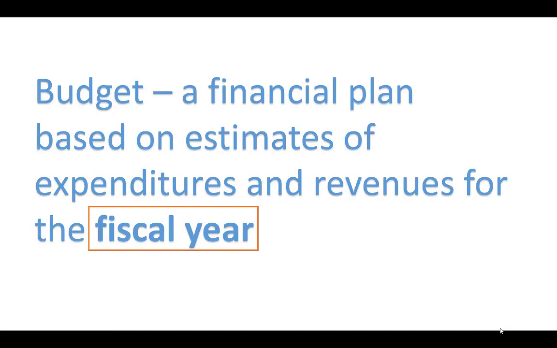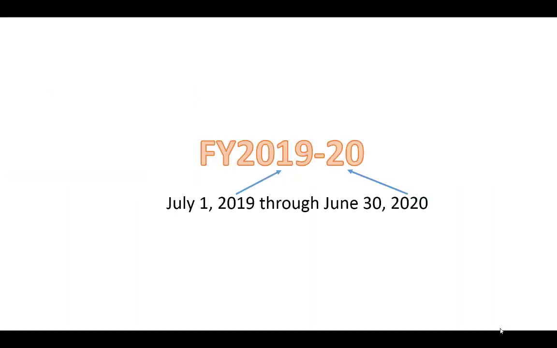The fiscal year is the 12-month period that the college uses for accounting. The college is required to use a July 1 to June 30 fiscal year. When written down, the fiscal year is represented in a few ways, which all mean the same thing.